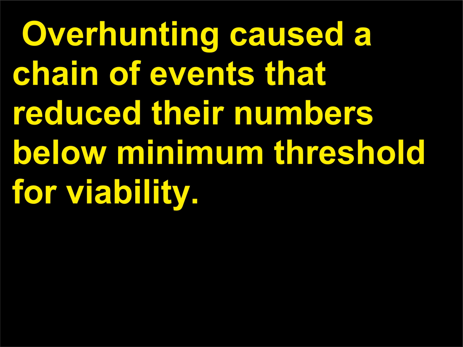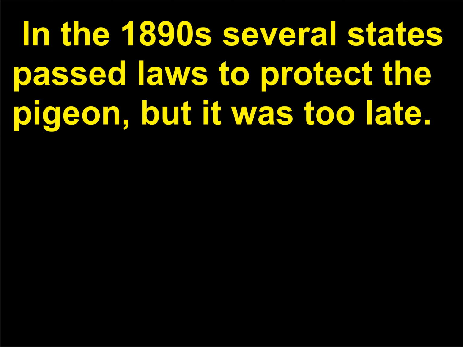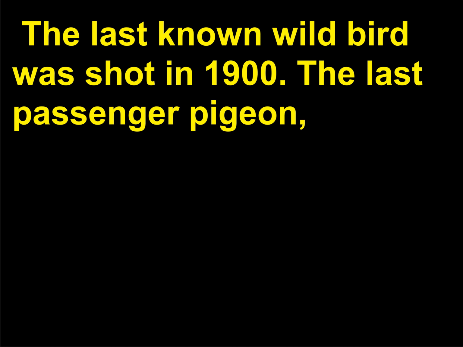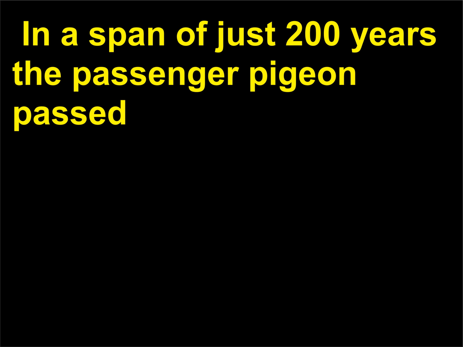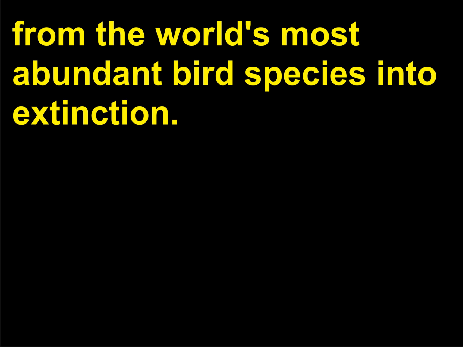Overhunting caused a chain of events that reduced their numbers below the minimum threshold for viability. In the 1890s, several states passed laws to protect the pigeon, but it was too late. The last known wild bird was shot in 1900. The last passenger pigeon, named Martha, died on September 1, 1914, in the Cincinnati Zoo. In a span of just 200 years, the passenger pigeon passed from the world's most abundant bird species into extinction.